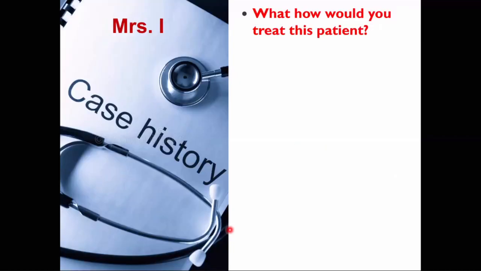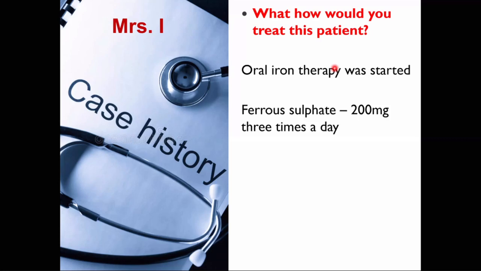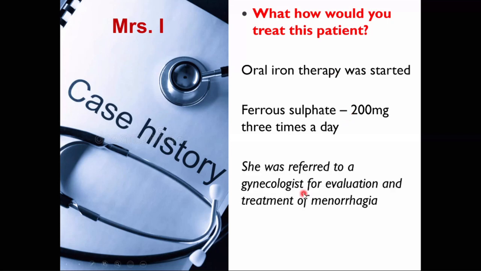Right. So in this patient, you said that you will consider starting ferrous sulfate. So oral iron therapy was started, ferrous sulfate. I thought that we could give 200 milligrams 3 times a day. And most importantly, she was referred to a gynecologist for evaluation and treatment of menorrhagia.